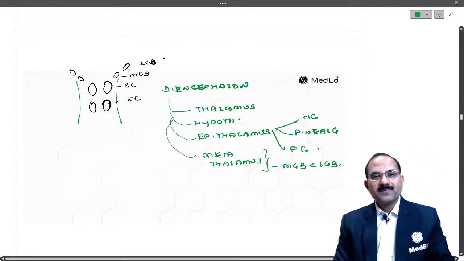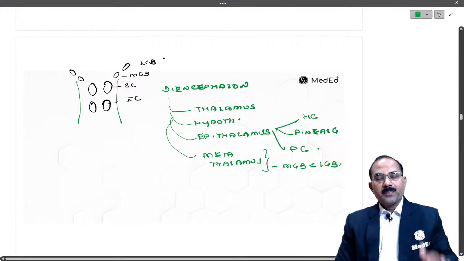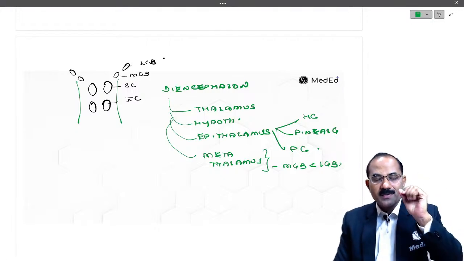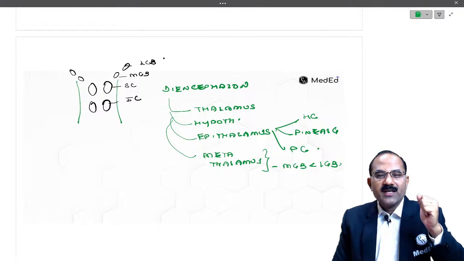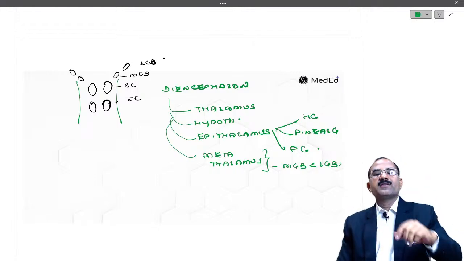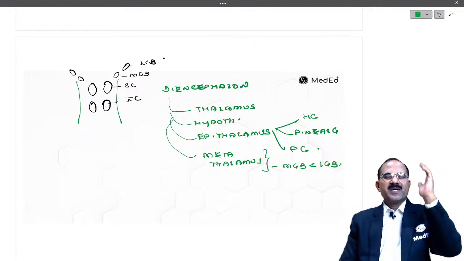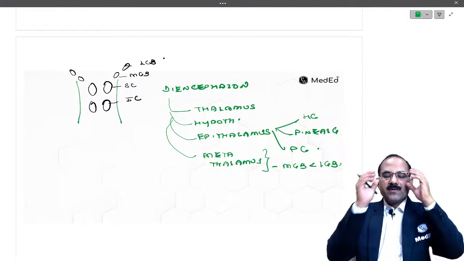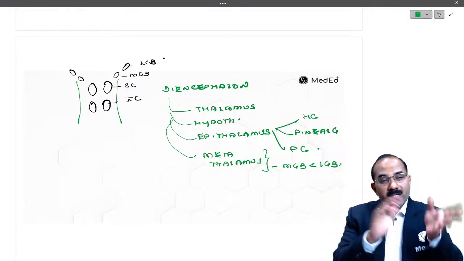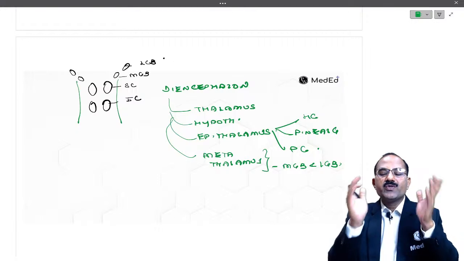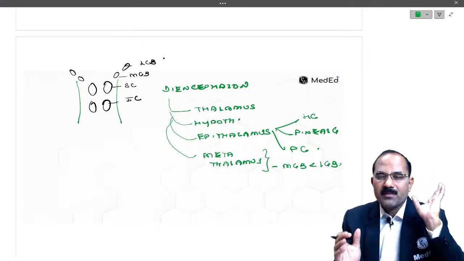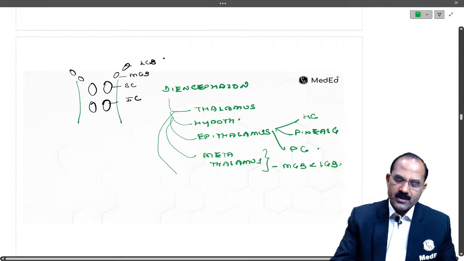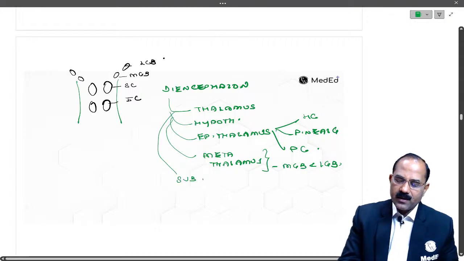Remember? From the superior colliculus the fibers go to the lateral geniculate bodies, the visual pathway. From the inferior colliculus the fibers go to the medial geniculate body, the auditory pathway. Right? So these are the geniculate bodies, and the medial and lateral geniculate bodies constitute what? Metathalamus. Remember this. And the last part of the diencephalon is known as what? The subthalamus.